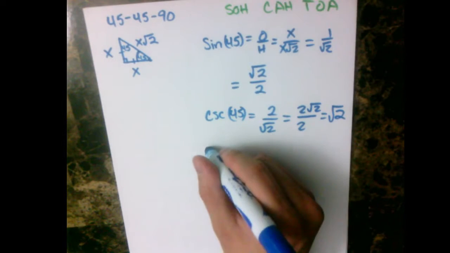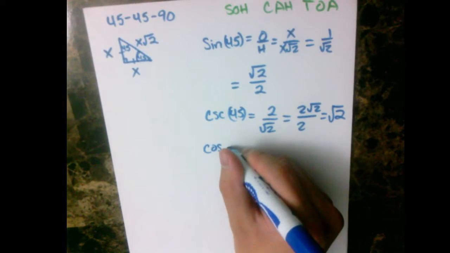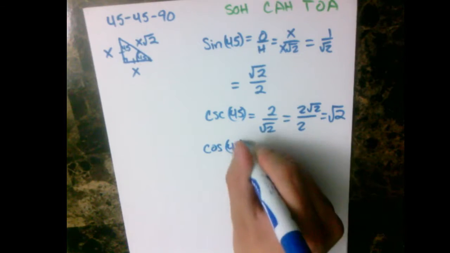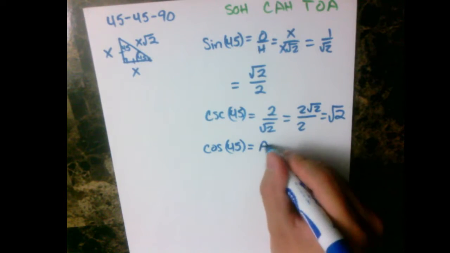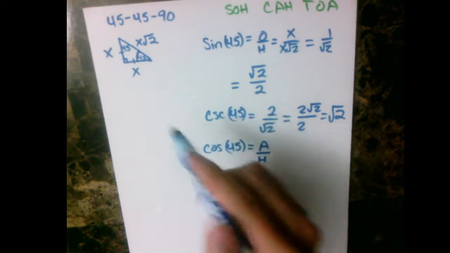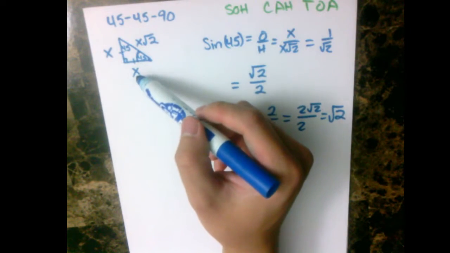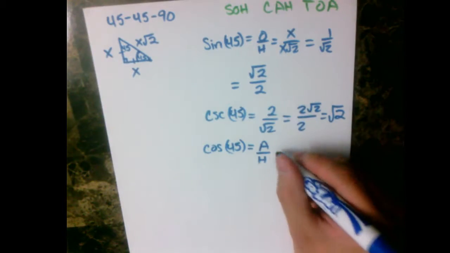Let's go ahead and do our cosine value. Cosine. You'll notice something interesting here as well. So your cosine, remember, is adjacent over hypotenuse. But what is your adjacent value? Still x. Your hypotenuse is still x root 2.